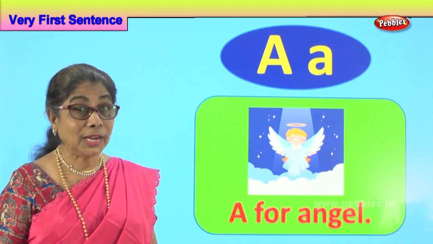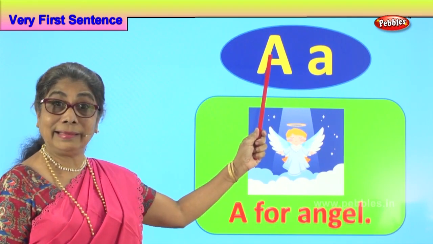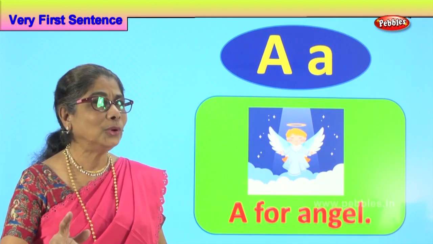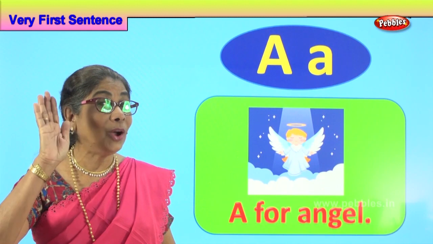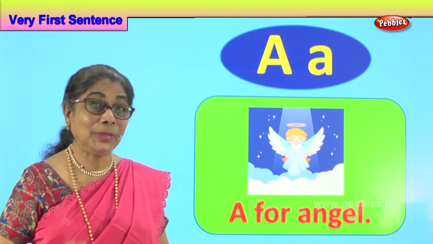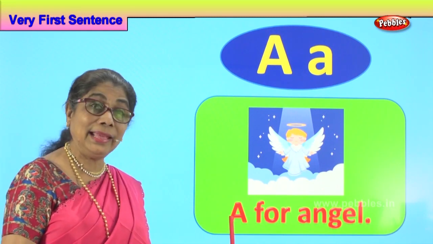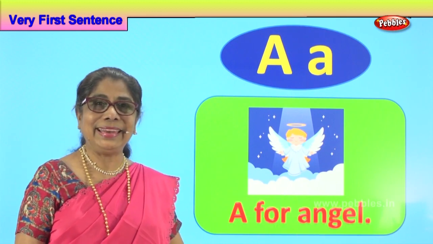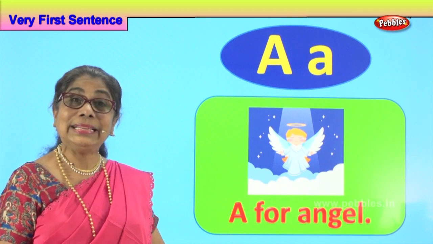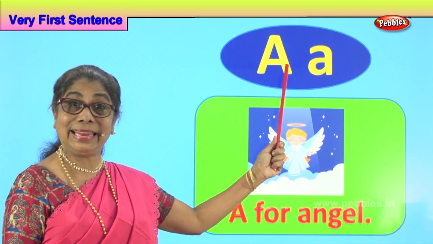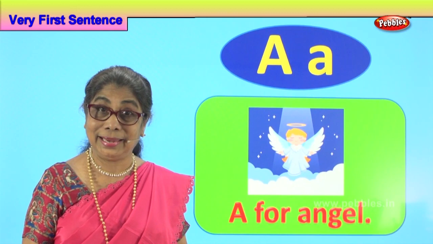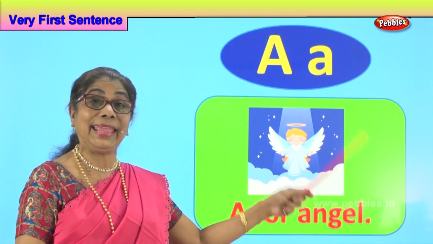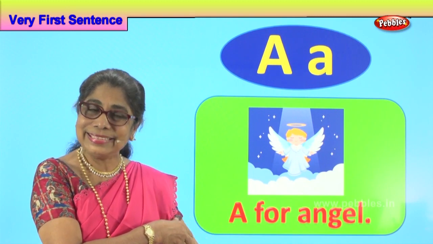Good. You learn to recognize the letter A, big and small, and you also remember the sound. What's the sound? A. We also learn to read A for angel. Now, we will sing the sound of the letter A once again for you to remember not to forget the sound of A. A. Alright? Sing with me.